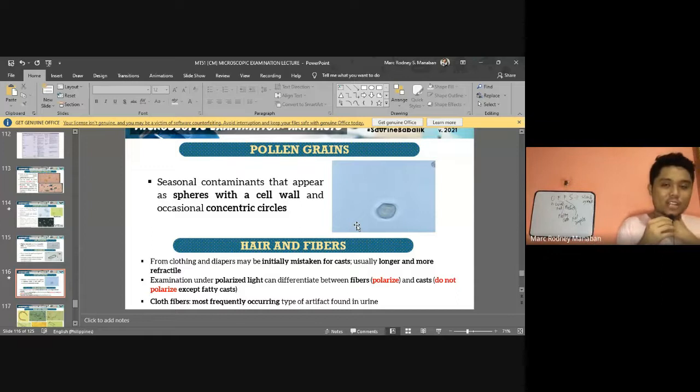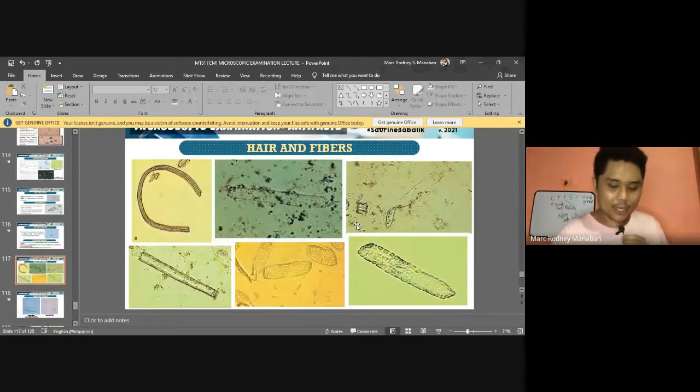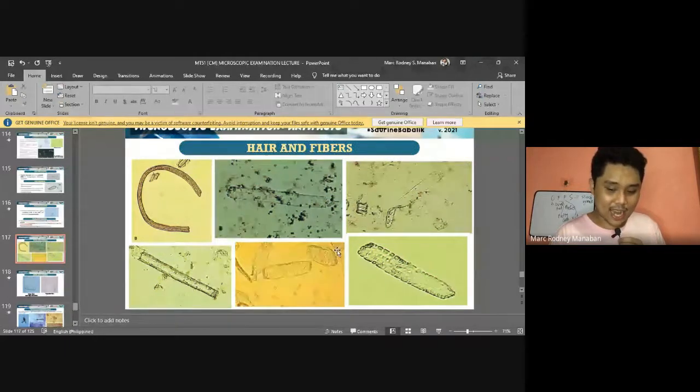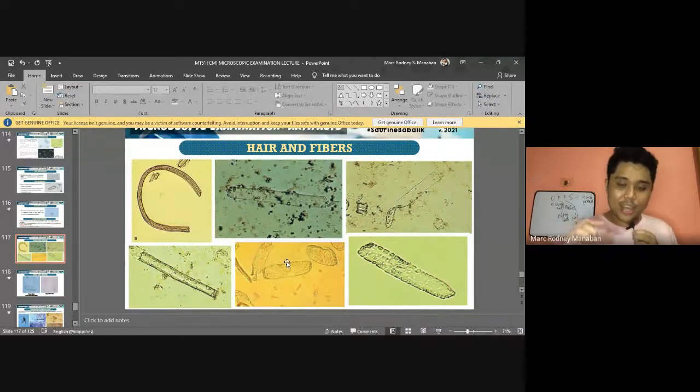And take note, how do you differentiate? One of that is polarizing, no? Your fibers will polarize light, whereas your casts will not polarize light, okay? And aside from that, the most common source of your fibers, mga clothing, no? Clothing fibers. So here's an example. Ayan. So these are fibers na gikan sa diaper, alright? Or sa clothing. As you can see, dears, ang sa tunga sa imuhang mga fibers, medyo thin siya lang tawon.